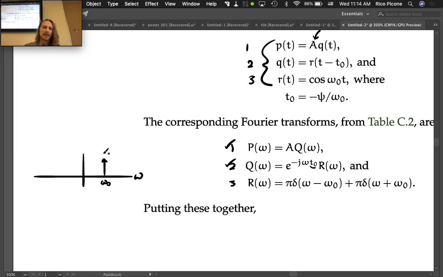So sometimes we would label it pi, and at negative omega naught, there's another one, also with strength pi. It wasn't drawn super symmetrically, right? It should be. That's better. I can move the lines around.